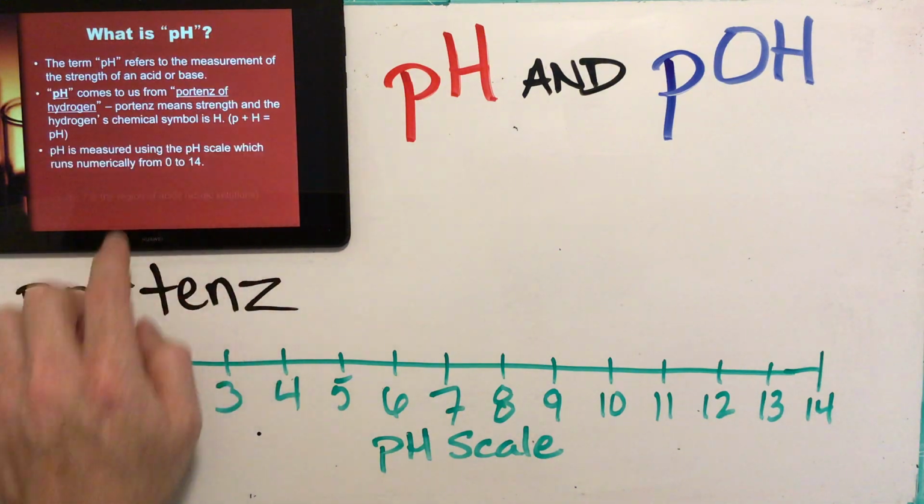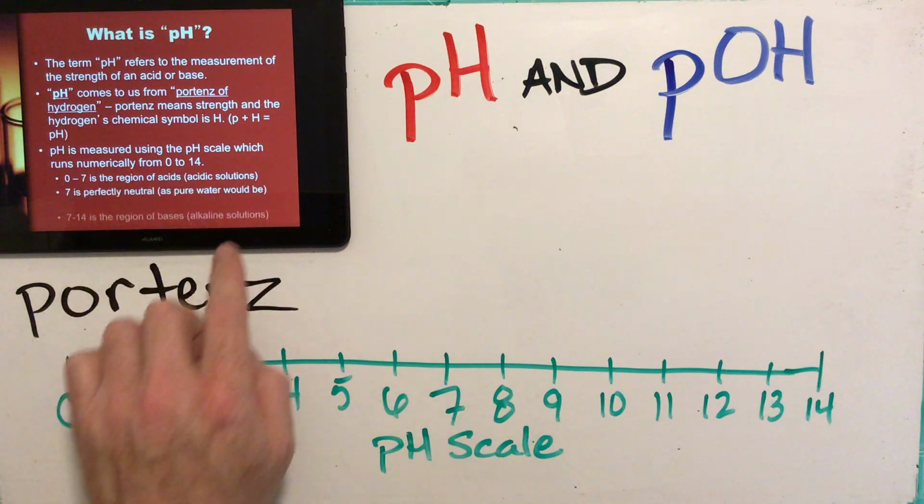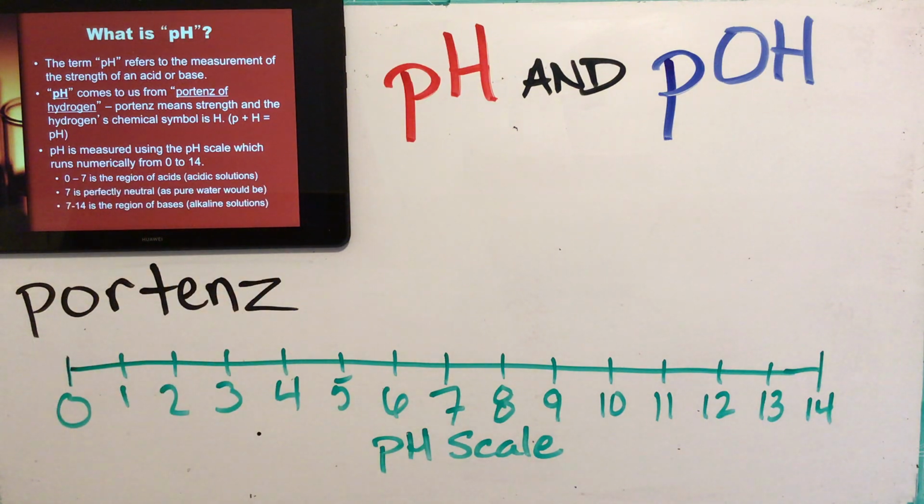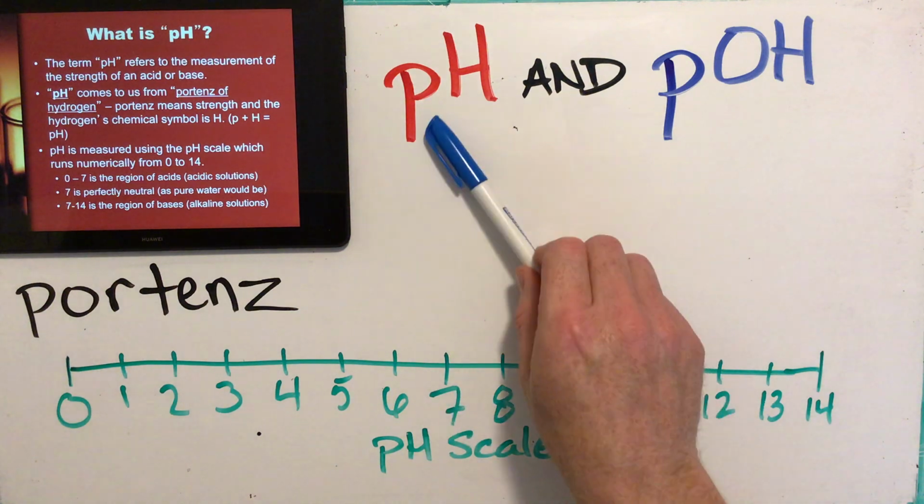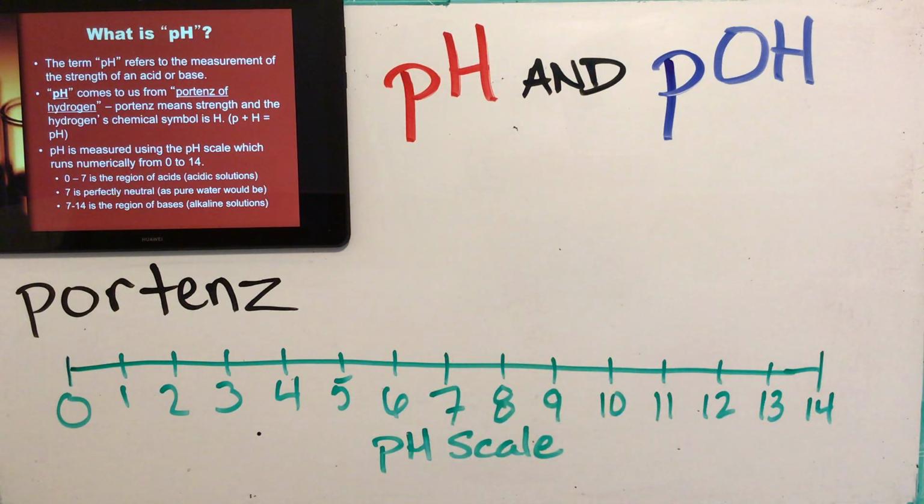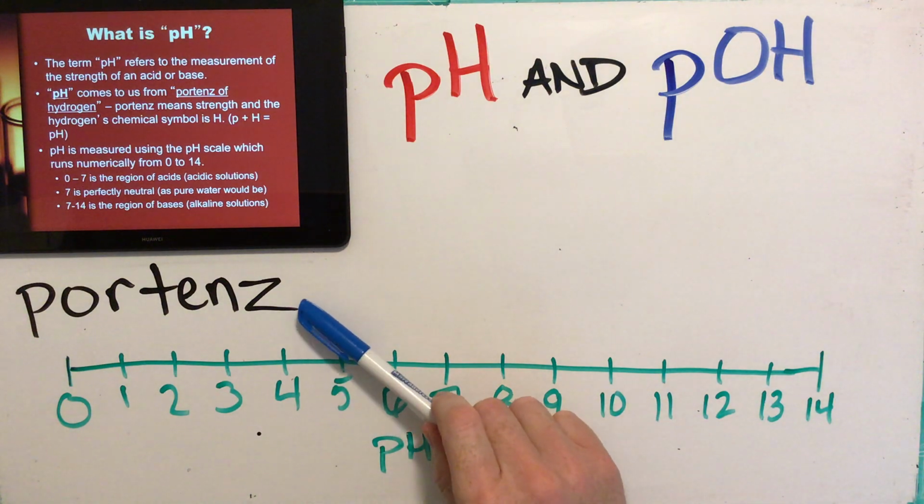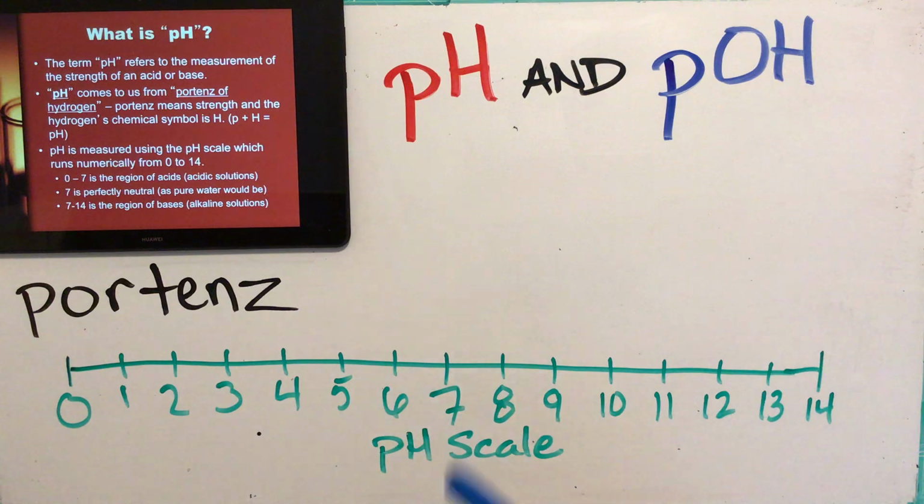So what is pH? pH stands for portends of hydrogen. Remember, the language of scholars back when all this stuff was being figured out was Latin. If you went to university and studied stuff, you studied in Latin, right? So portends means strength. Some teachers say, oh, it means power. Yeah, I guess power to strength is the same, and power starts with P, but the original word was portends. So we're talking about the strength of hydrogen.